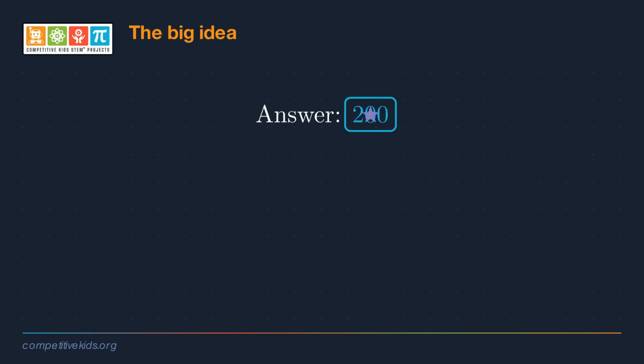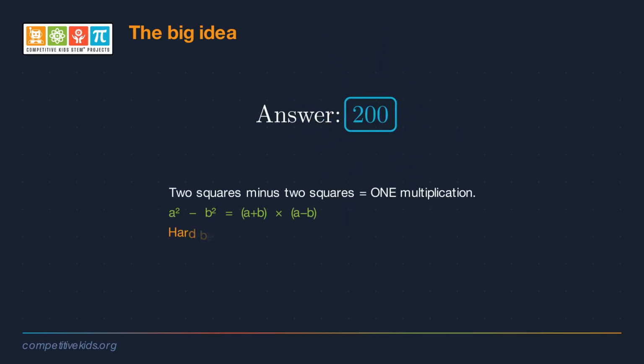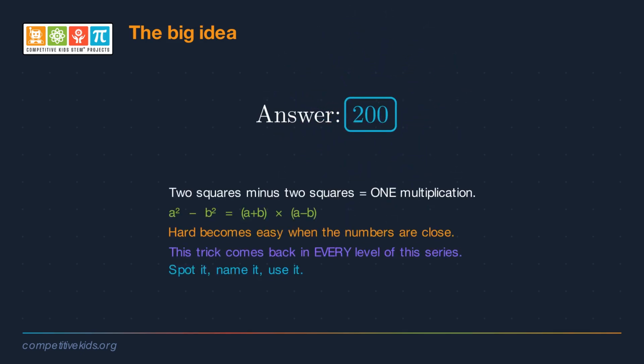200. The difference of squares trick. Two big squares become one multiplication. Hard becomes easy when the two numbers are close together. Try this with friends. Pick two close numbers like 41 and 39, or 102 and 98. Square each, subtract, and watch their faces when you do it in your head.